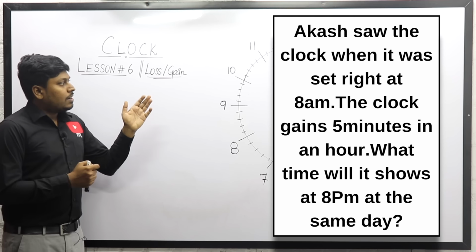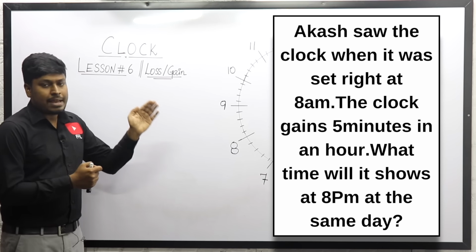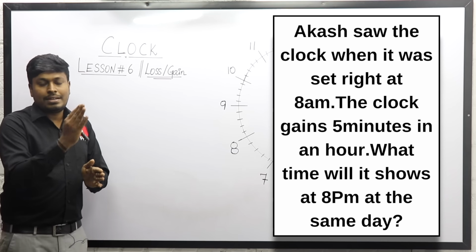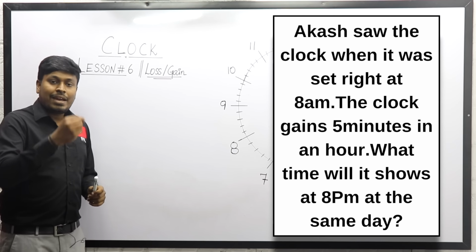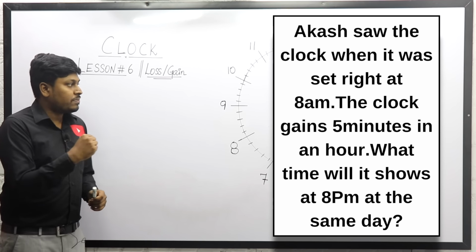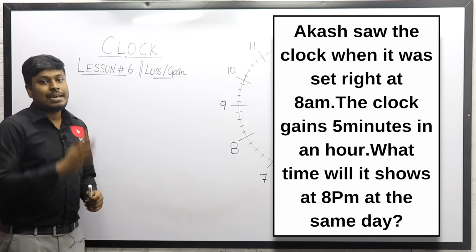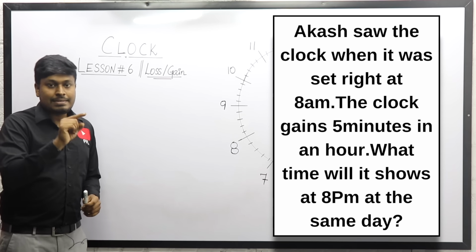Initially Akash is seeing the clock, which was set to the right time at 8 a.m. After that, for every hour the clock gains 5 minutes. So our target is to find what time it will show at 8 p.m. on the same day, not on the next day, on the same day.